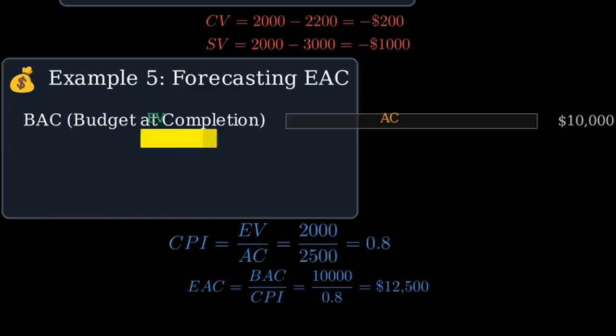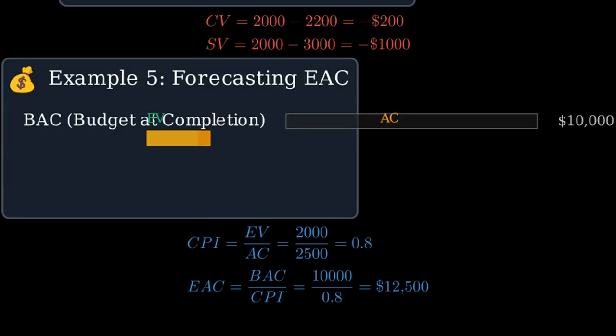If we assume this efficiency continues, estimate at completion equals budget at completion divided by cost performance index. That is 10,000 divided by 0.8 equals $12,500. So, if the present trend continues, we will likely finish at $12,500 instead of the planned $10,000.